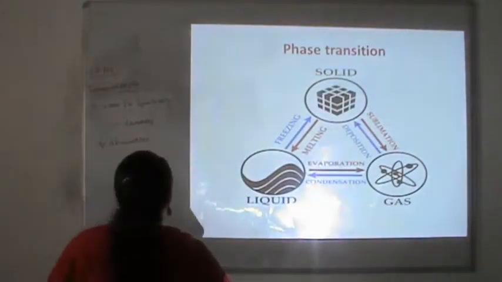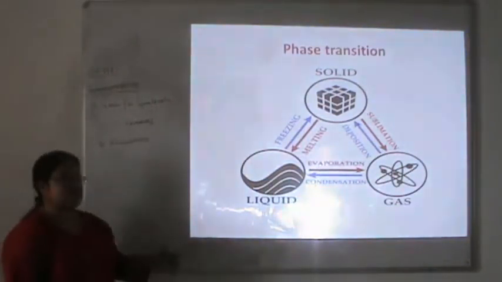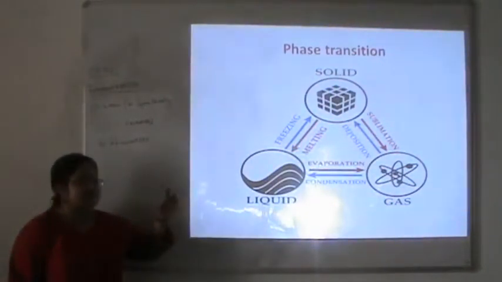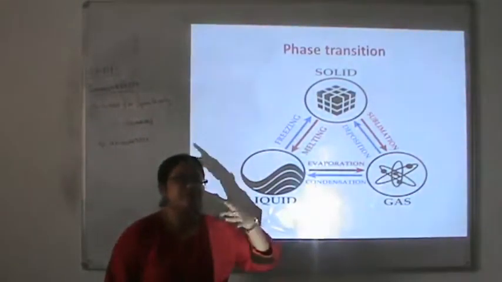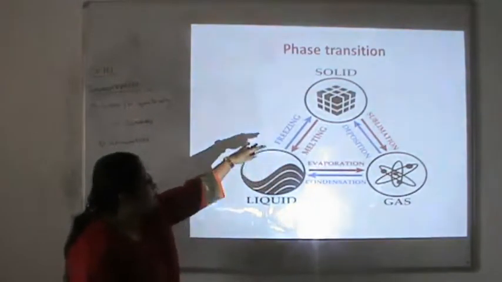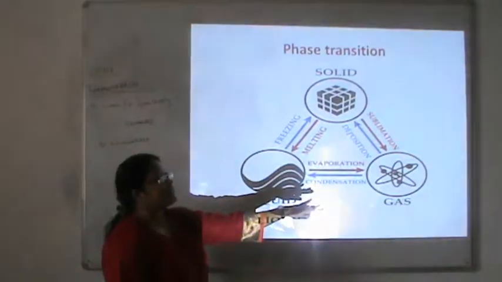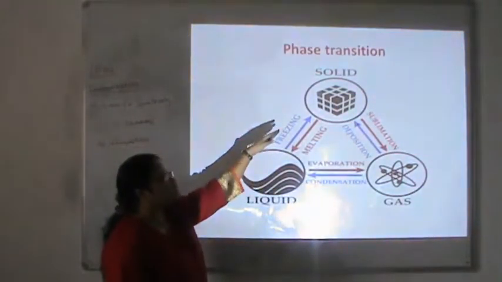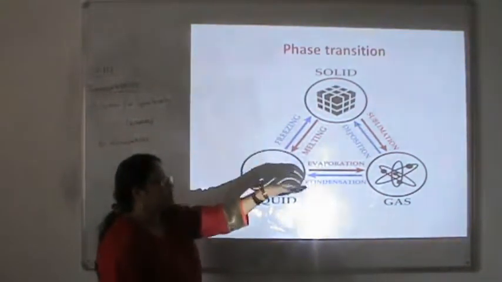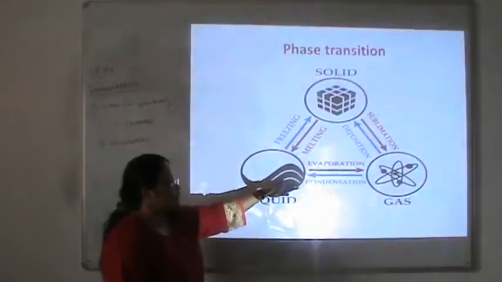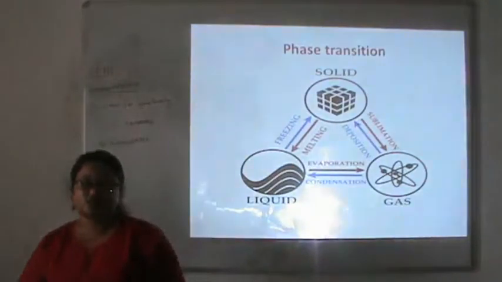Now we discuss the entropy change in phase transition. What is phase transition? Phase transition means the substance changes, it converts from one state to another. Solid by melting forms liquid, liquid by evaporation forms gas. Liquid by freezing forms solid. Solid by sublimation forms gas. Gas by condensation forms liquid. So this is phase transition.